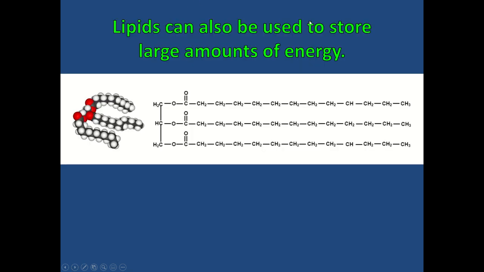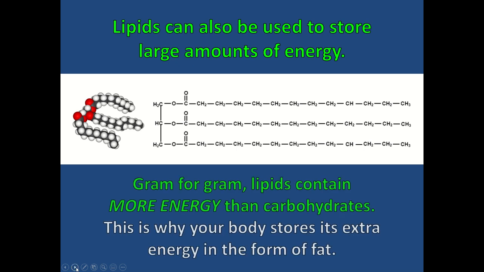Lipids can be used to store large amounts of energy, and if your cell, for example, runs out of carbohydrates, your body can break down some of the lipids or fats, and then from there it can get carbohydrates like glucose and things that it needs in order to do any of the cellular processes that it needs to do.